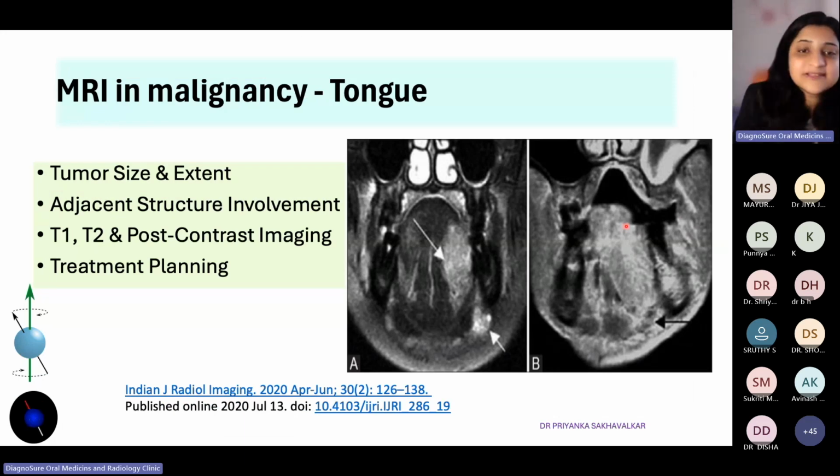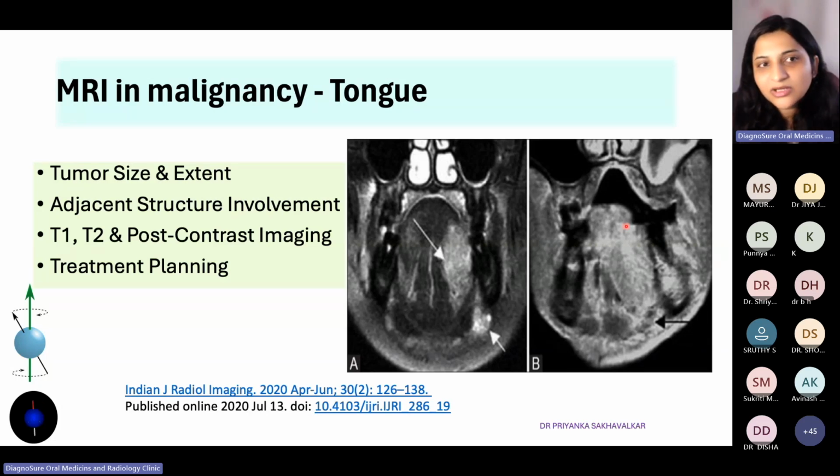Again, MRI is the gold standard for tongue carcinomas. It is crucial for evaluating malignancies of the tongue. It provides detailed images of tumor size, extent, and involvement of the adjacent structures. T1 weighted and T2 weighted images along with the post-contrast sequences help in assessing depth of invasion and planning surgical and other therapeutic interventions. MRI's ability to differentiate between tumor types and stages aids in effective treatment planning.